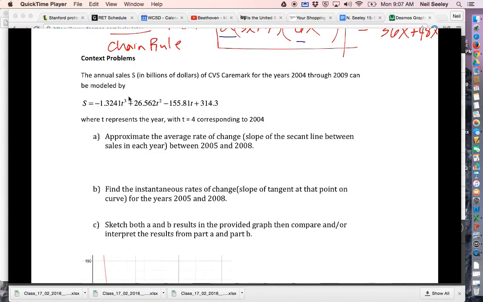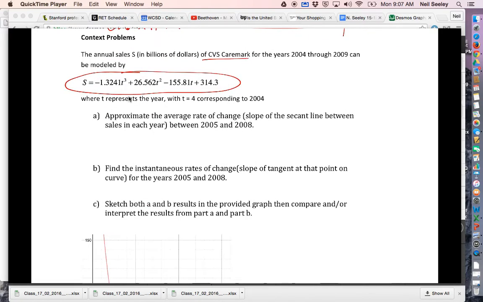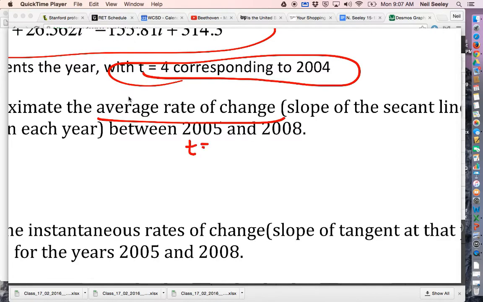Now, context problems are the same things we've been doing, but they're done in lieu of some kind of context. Now, CVS, this is old, 2004 to 2009, but still, man, that is a bang-up business. They're doing a lot of business. What I want to do is approximate the average rate of change, slope of a secant, for 2005 to 2008. So when you look at the way the units are done, 4 is 2004. So what I'm going to do is t equals 5 to t equals 8.